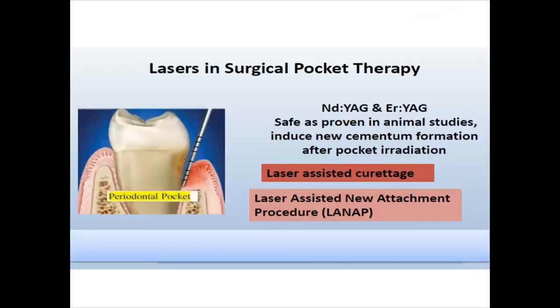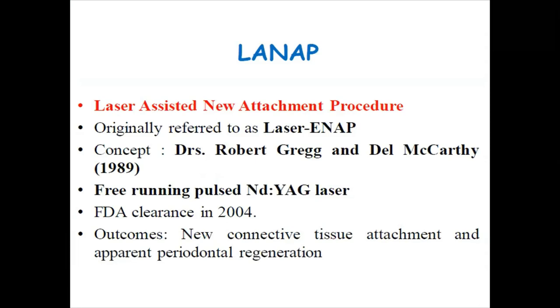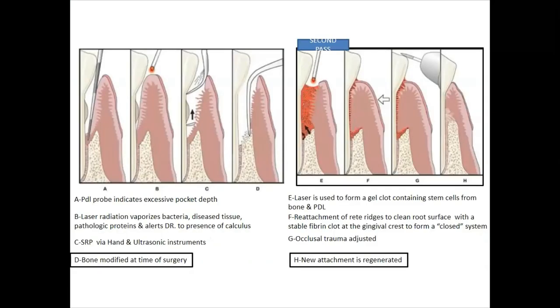There's a procedure known as the laser assisted new attachment procedure. This is basically laser assisted curettage, and we prefer using the Nd:YAG or erbium YAG laser because it is found to be safe in animal studies, and it has the advantage of inducing new cementum formation after the pocket irradiation. The concept was given by Gregg and McCarthy in 1989, and it got FDA clearance in 2004. We use a free-running pulsed Nd:YAG laser for this, and the outcome is a new connective tissue attachment and apparent periodontal regeneration.